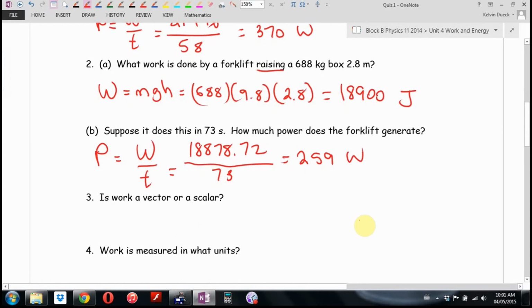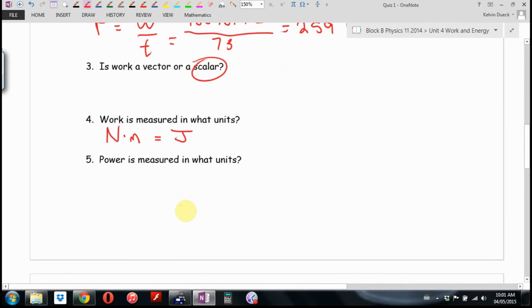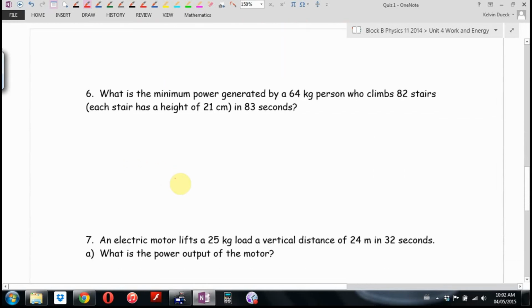Okay. Work, vector or scalar? Or you could write the word scalar. Work is measured in what units? Now, if you said Newton meter, I'd take that because it is force times distance. But yeah, we call that a joule. Power is measured in watt units. Now, you could say joules per second because it's work over time, but we've defined that as a watt. And then we turn the page.